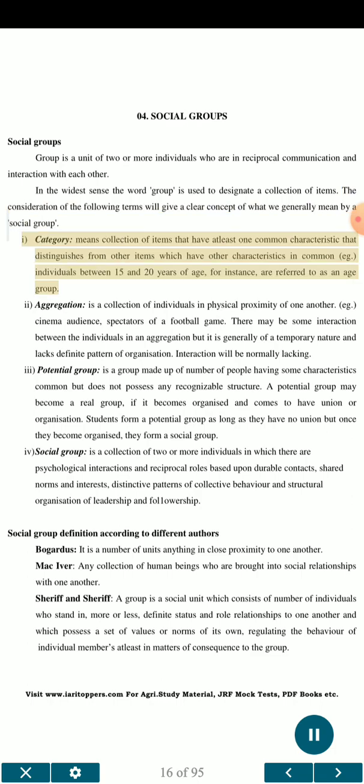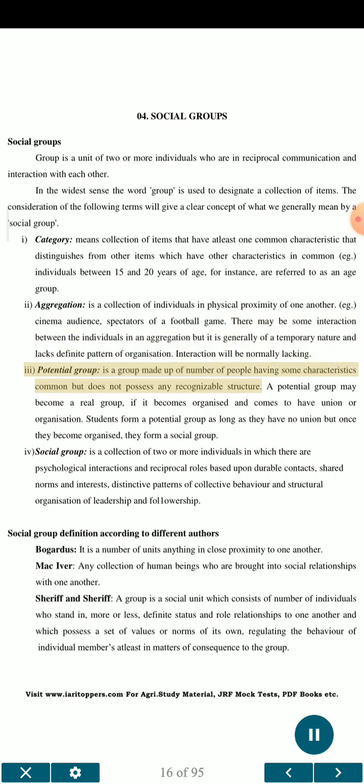I. A category means a collection of items that have at least one common characteristic that distinguishes them from other items. Individuals between 15 and 20 years of age, for instance, are referred to as an age group. II. Aggregation is a collection of individuals in physical proximity of one another, e.g., a cinema audience or spectators of a football game. There may be some interaction between the individuals in an aggregation, but it is generally of a temporary nature and lacks a definite pattern of organization. Interaction will be normally lacking.